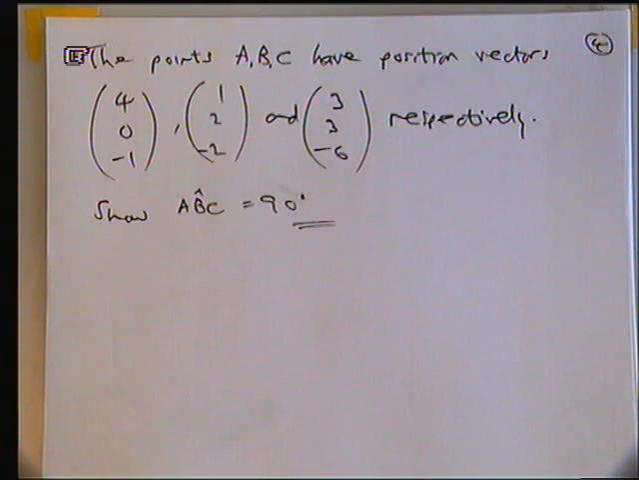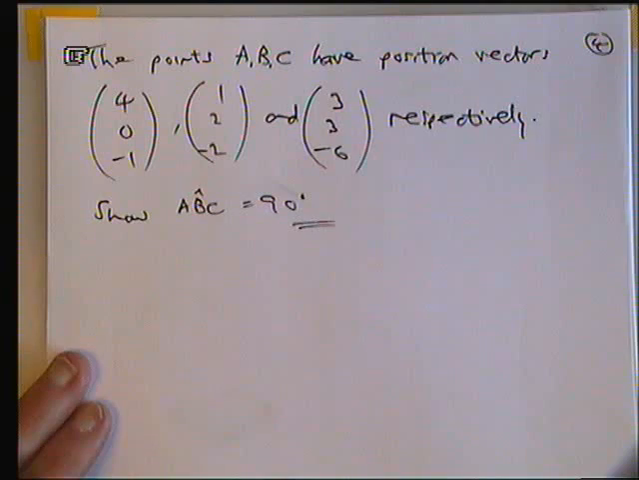and they've got position vectors 4, 0, minus 1, 1, 2, minus 2, 3, 3, minus 6 respectively, show that the angle ABC equals 90 degrees. So that's the question. So does that mean the angle, does that mean A and C? I guess it does. But we'll see. It may help you to do a drawing, it may not.